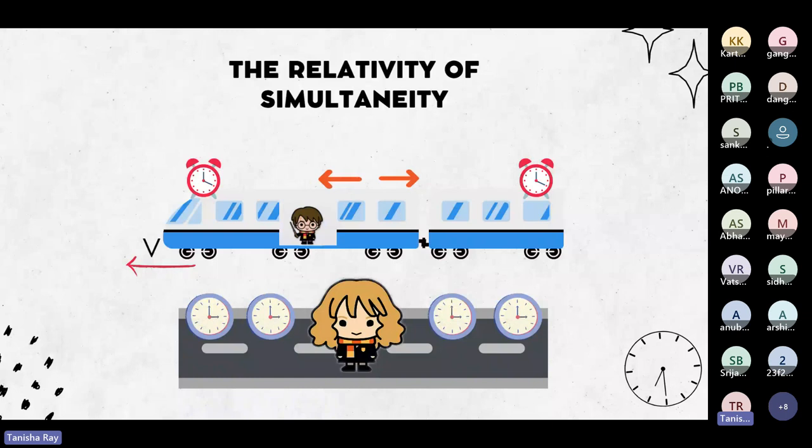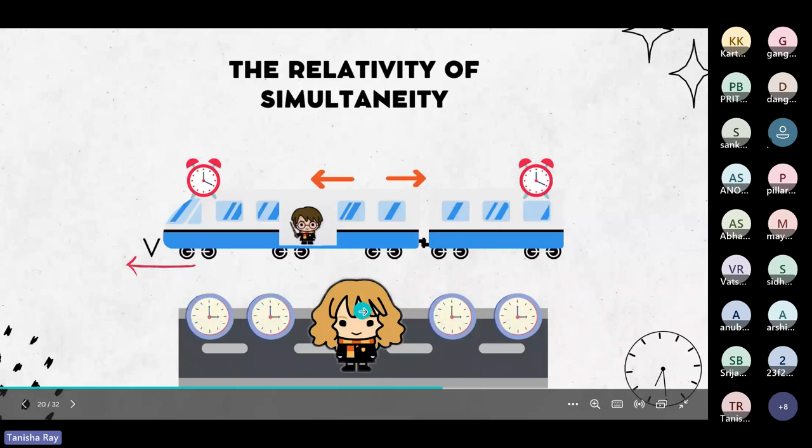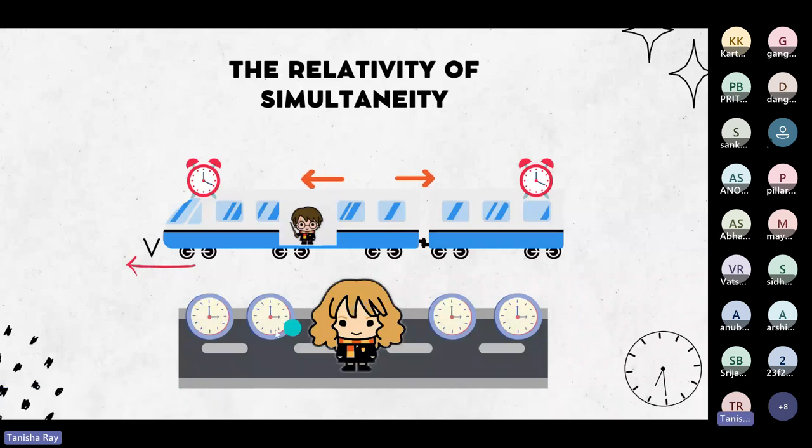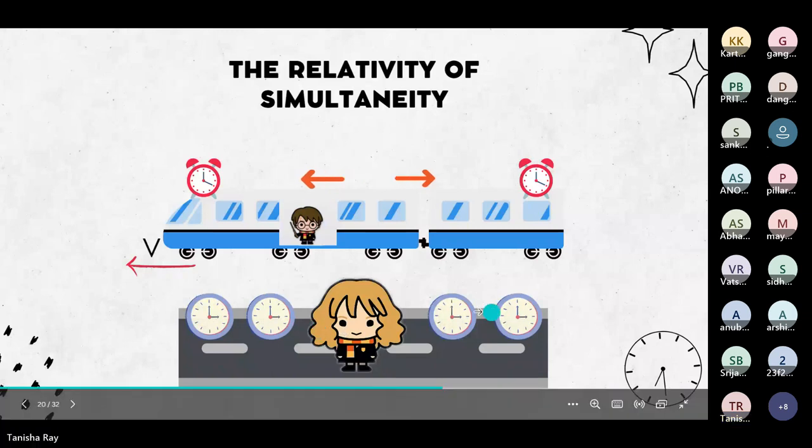Now to understand this, we have Potter again, on his train this time. He is now bored with his broomsticks, so he thought of doing something more modern. He rode on a train and now he's moving with a velocity V. And on the track, there is Hermione, standing with her army of light clocks.